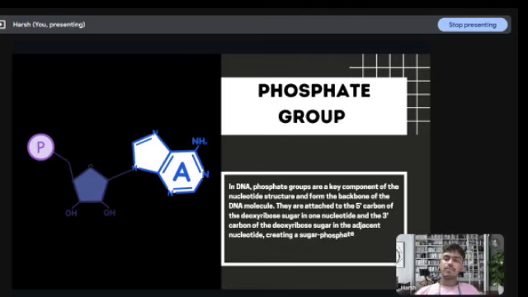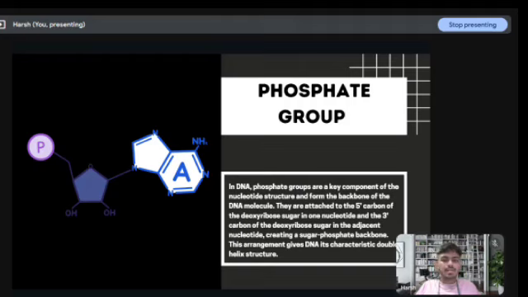And then we have the phosphate group. So you can see this is the nucleotide, then this is the pentose sugar, and this is the phosphate group. This phosphate group is a very important component of the nucleotide structure. So it is also going to form the backbone. These phosphate groups are always attached to the pentose sugar in DNA and RNA.